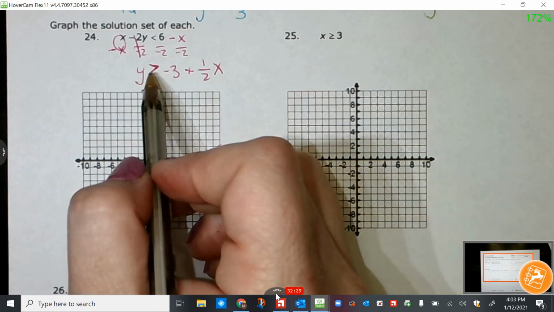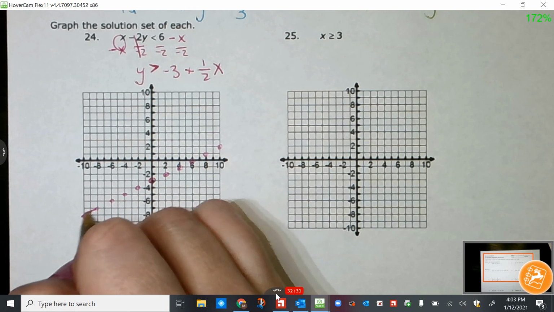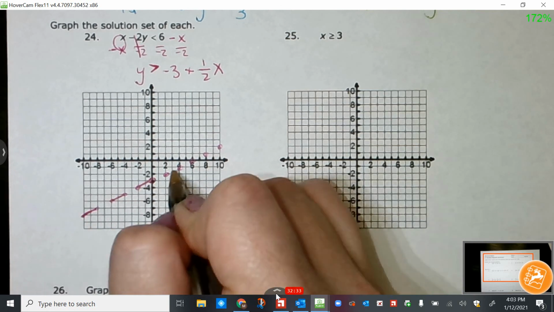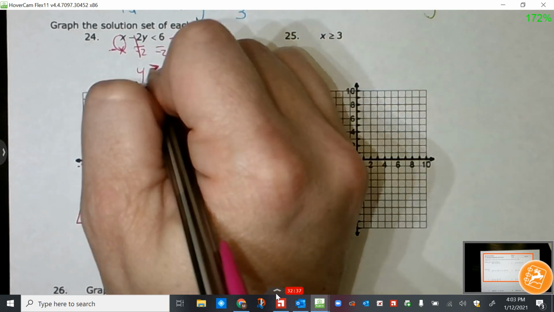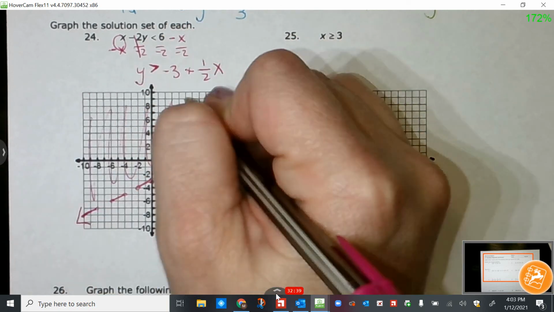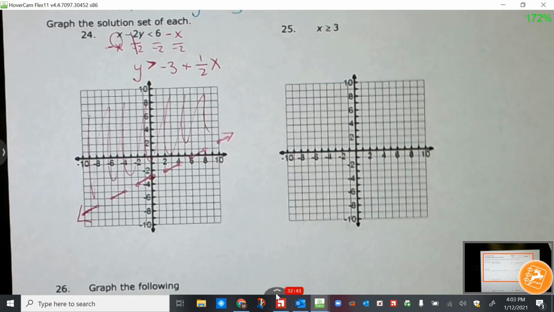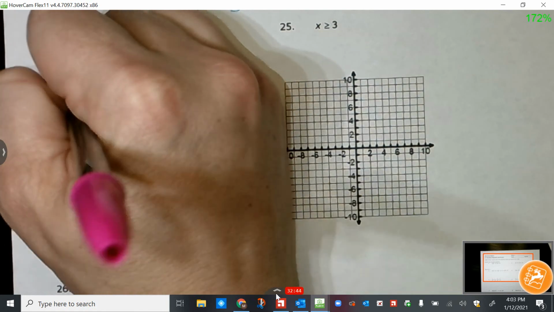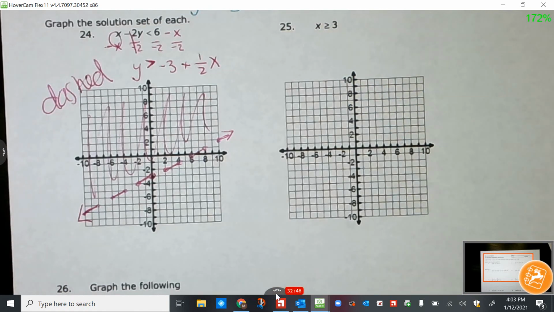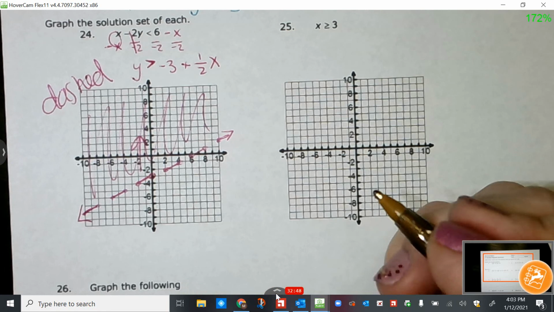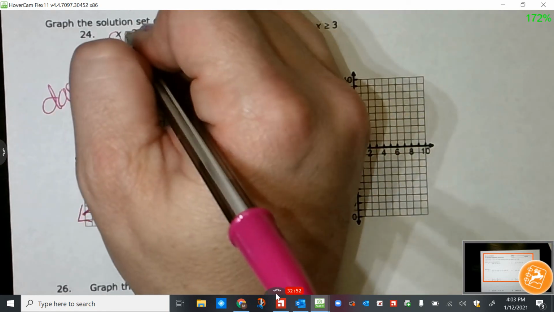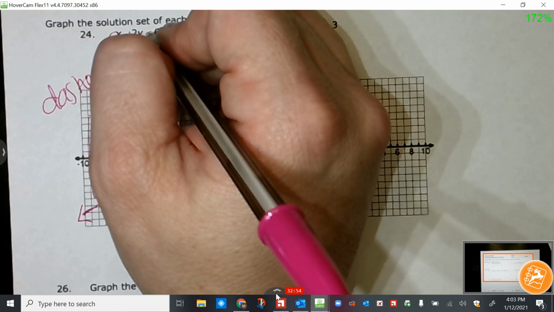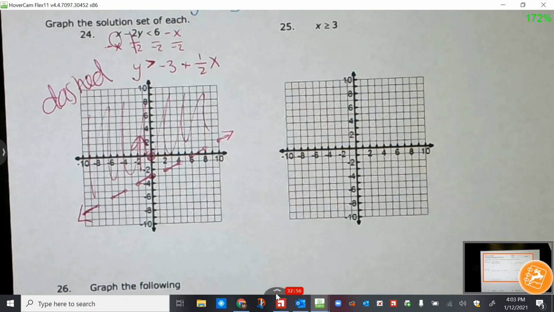Okay, and it's going to be a dashed line because there's no equal to. And y is greater, and when something's greater than, you shade above. So this is a dashed line, and we shaded above the line. Now you can also do a test point. 0, 0 is the easiest to plug in, and I always plug it into the original. 0 minus 0, because 2 times 0 is 0, is less than 6. 0 is less than 6, so that's true. That means we shaded on the correct side.